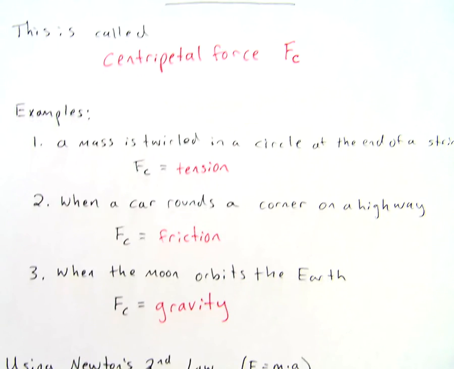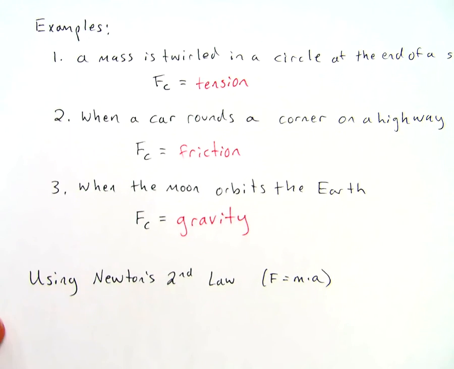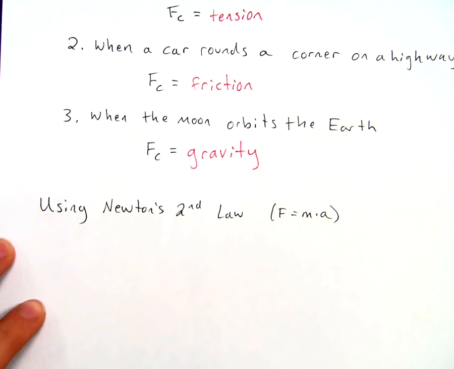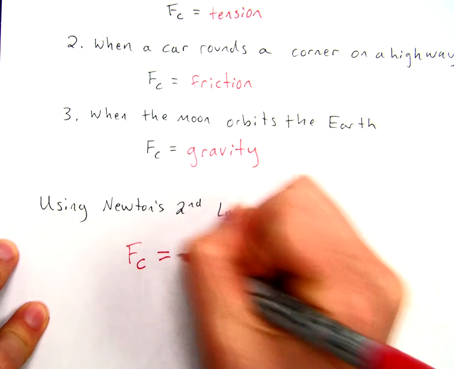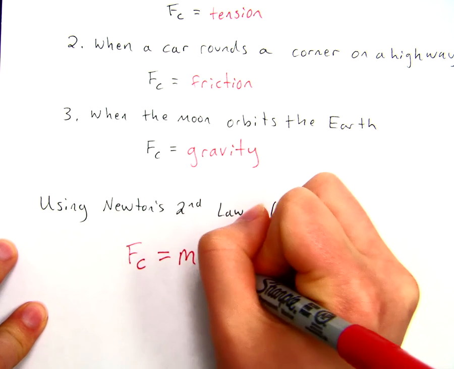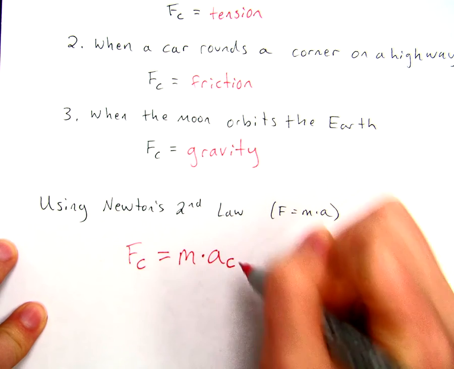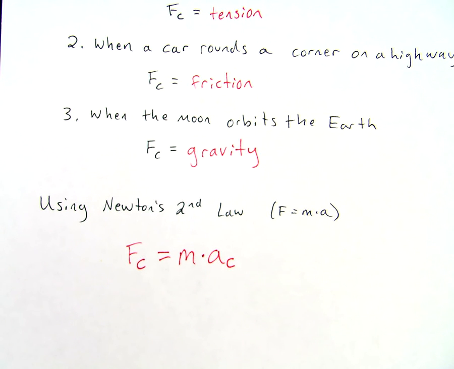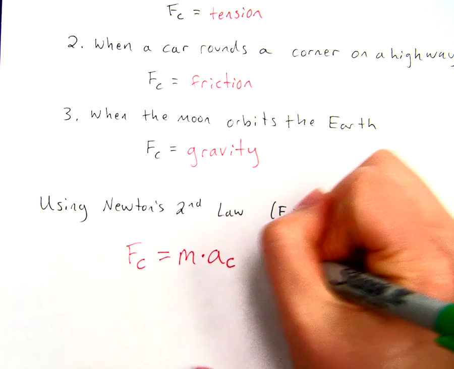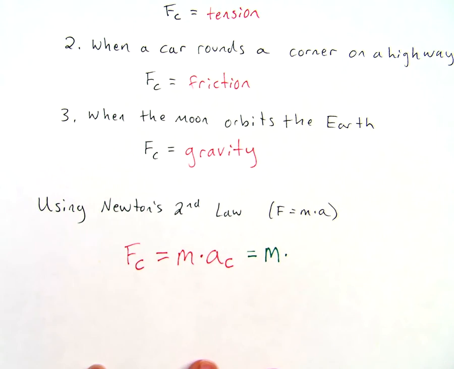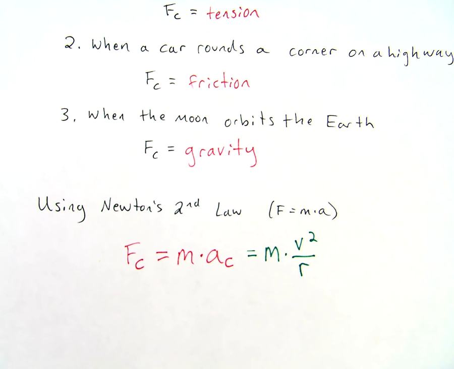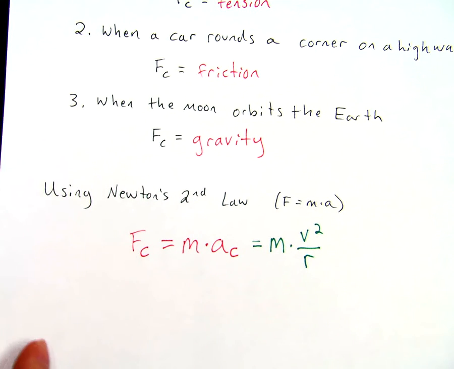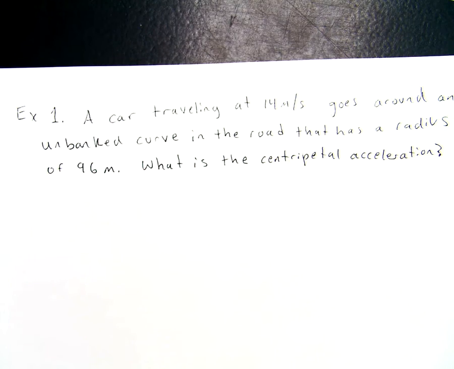So using Newton's second law, which we know is F equals mass times acceleration, we can relate the force due to the centripetal, and we can set that equal to a mass, whatever mass we're using, times our centripetal acceleration. If we want to substitute in our definition of centripetal acceleration, we can set this equal to mass times v squared over r, having that radius involved and the velocity. So a few examples of this, just so we're all on the same page. I have three here for us.